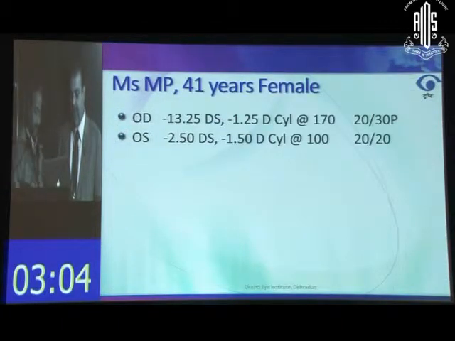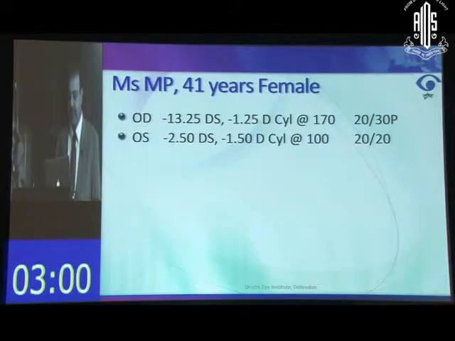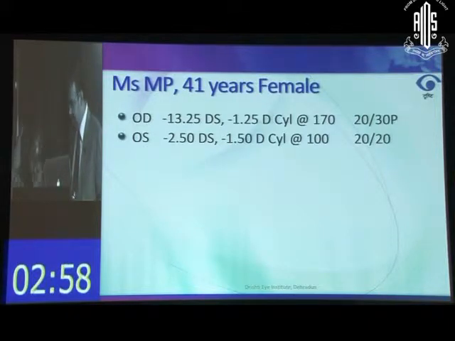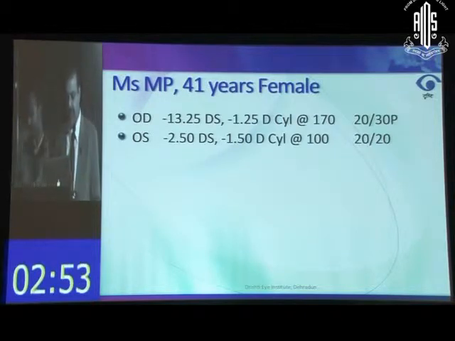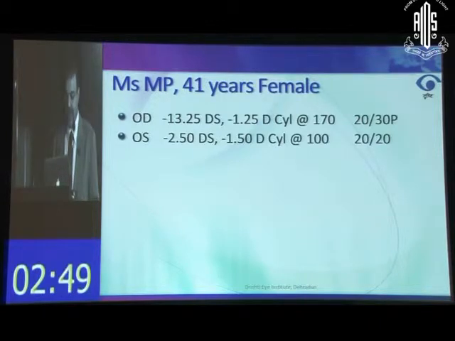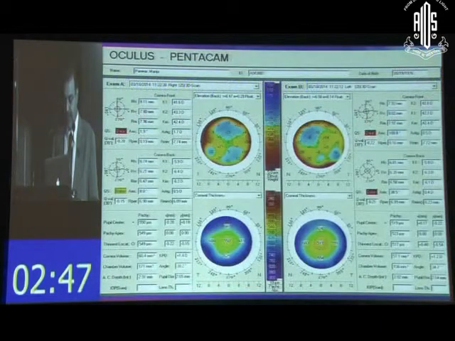And so this was the last patient. Now, this is a 41-year-old lady. Right eye has a high correction of 13.25 with 1.25 cylinder, and the left eye has just about 2.5 with 1.5 cylinder at 100 degrees. So the right eye is basically anisometropic and a little bit of amblyopia.